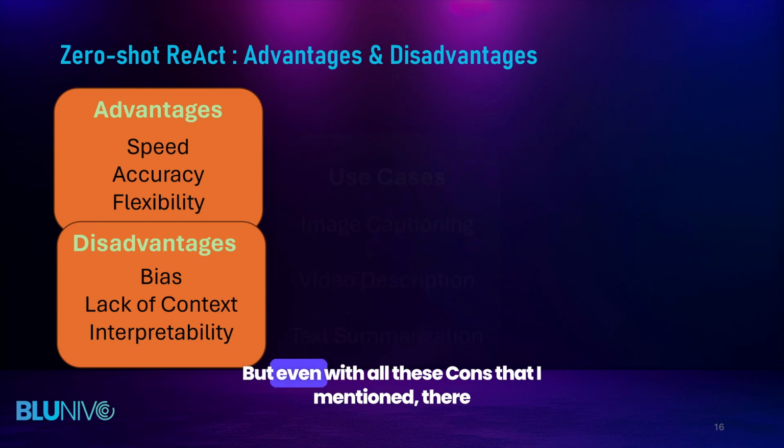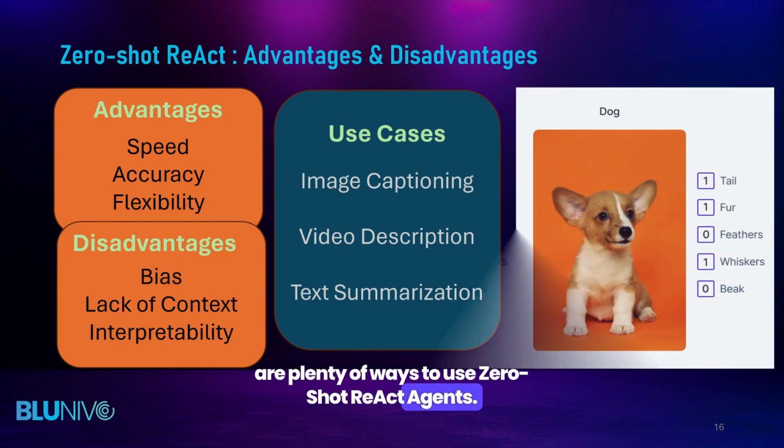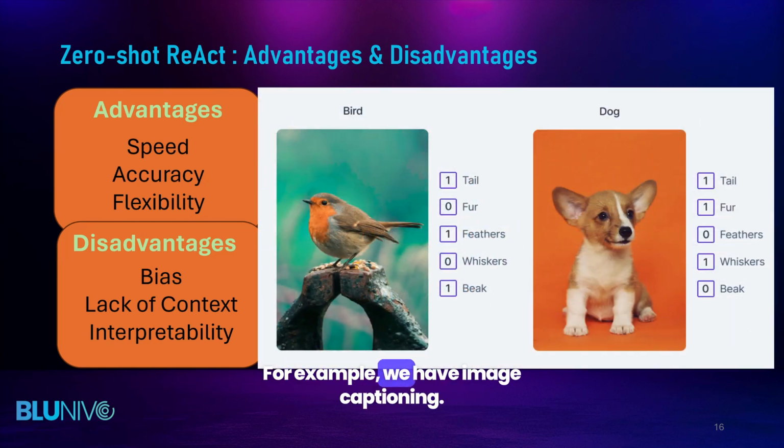But even with all these cons that I mentioned, there are plenty of ways to use zero-shot React agents. For example, we have image captioning. It's great for quickly creating captions for images. This is perfect for making image galleries, spicing up social media posts, or even describing products.